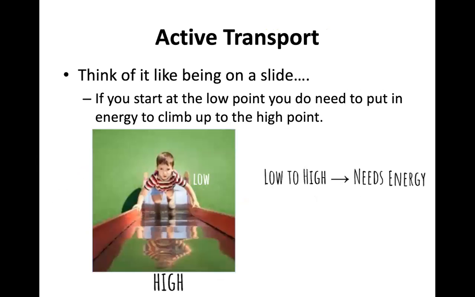Okay, now we're gonna talk about active transport. So active is low to high, so we need energy to get up the hill. So this is going backwards. So instead of being at the top of the slide, we're at the bottom of the slide. And it takes a lot of what? Energy to get up there, right? Especially those ones that look like that, because they're slippery. All right.